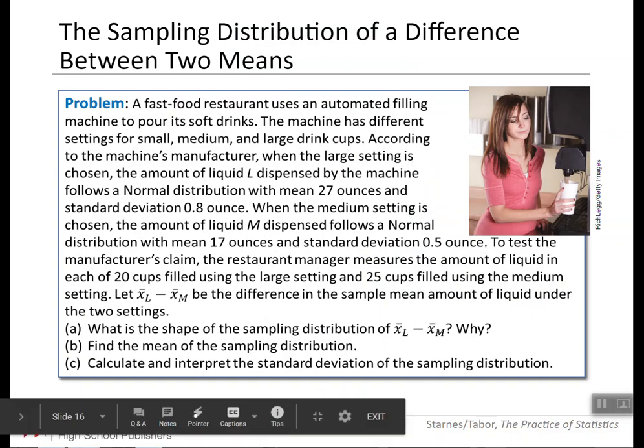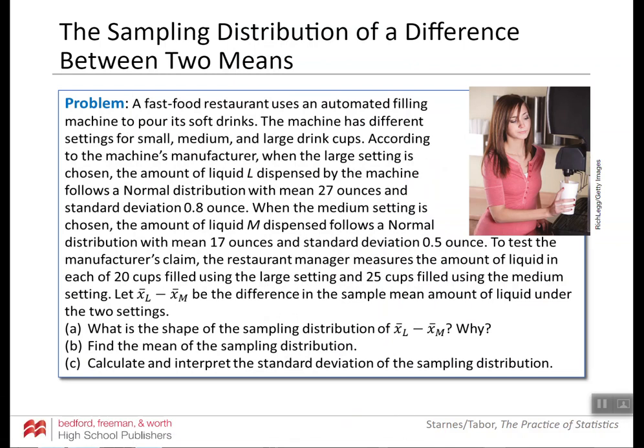A fast food restaurant uses an automated filling machine to pour its soft drinks. The machine has different settings for small, medium, and large cups. According to the machine's manufacturer, when a large setting is chosen, the amount of liquid L dispensed by the machine follows a normal distribution with mean 27 ounces and standard deviation 0.8 ounce. When the medium setting is chosen, the amount of liquid M dispensed follows a normal distribution with mean 17 ounces and a standard deviation of 0.5 ounces.